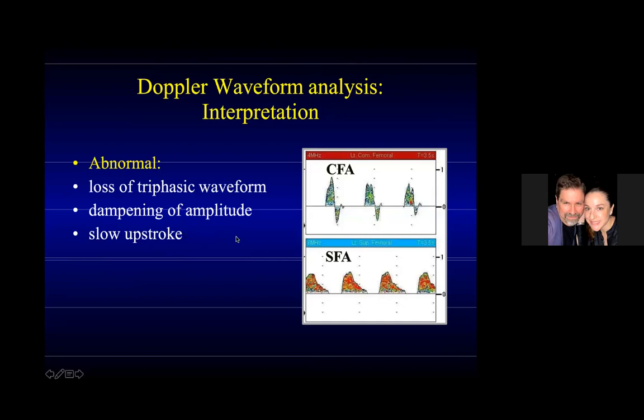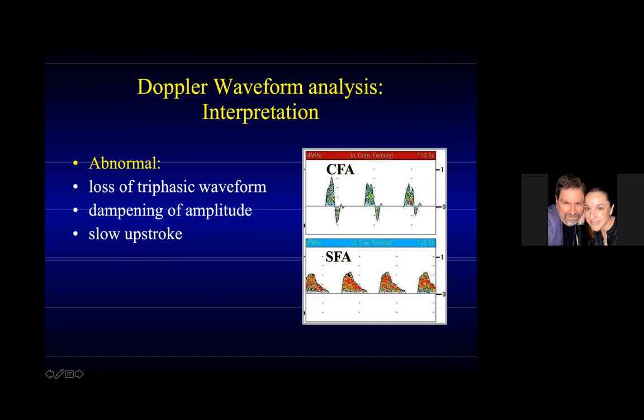Abnormal waveforms, you lose the triphasic waveform. So here, you've noticed that the amplitude is probably not as big. This still looks like a kind of a triphasic waveform, but it's not. These are all abnormal waveforms. And if you look at this one here on the bottom of the screen, this is more of a monophasic waveform, okay? Just one waveform.